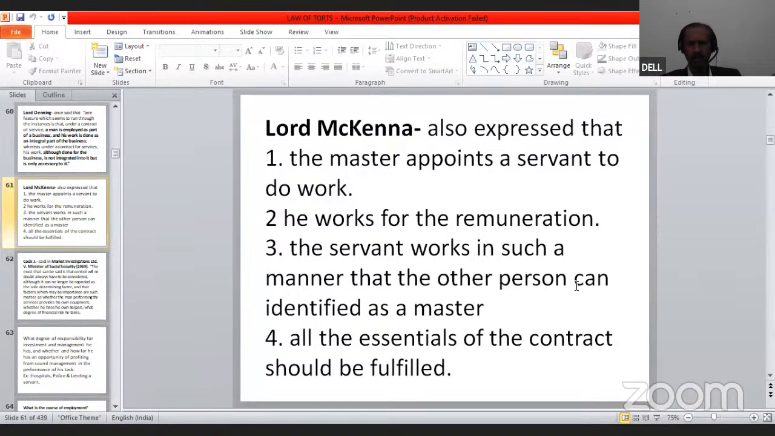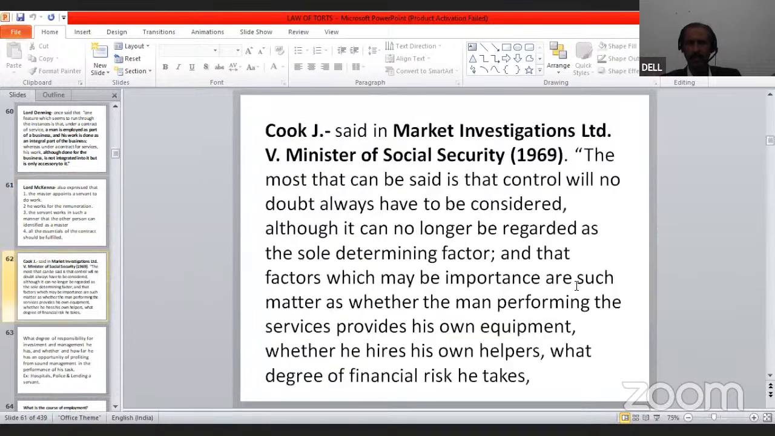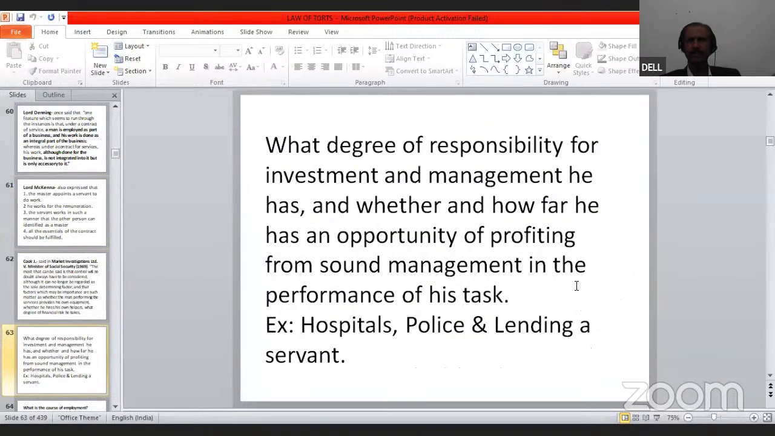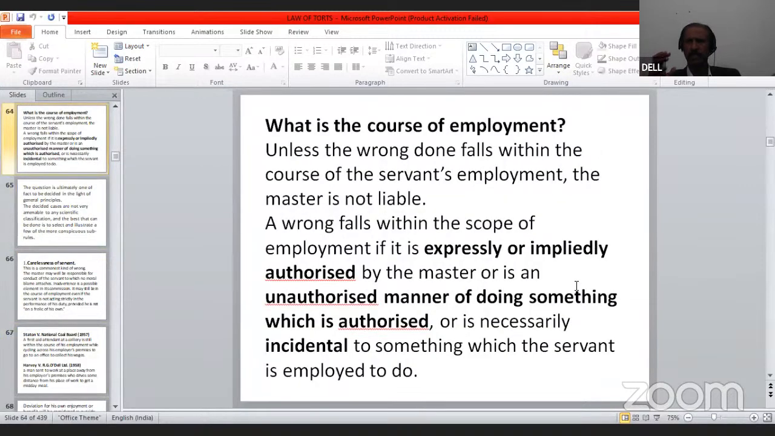So all three, Lord Thankerton, Lord Denning, and Lord McKenna, gave how to determine the relationship of a master and servant. Okay. So we have to write contract of service, contract for service, and the control test, Lord Thankerton's essentials, and Lord Denning and Lord McKenna. You must bring all three, because Kannada medium students, when they take up the vicarious liability chapter, may not find these points. So Kannada medium students have to incorporate certain points from the English book actually.